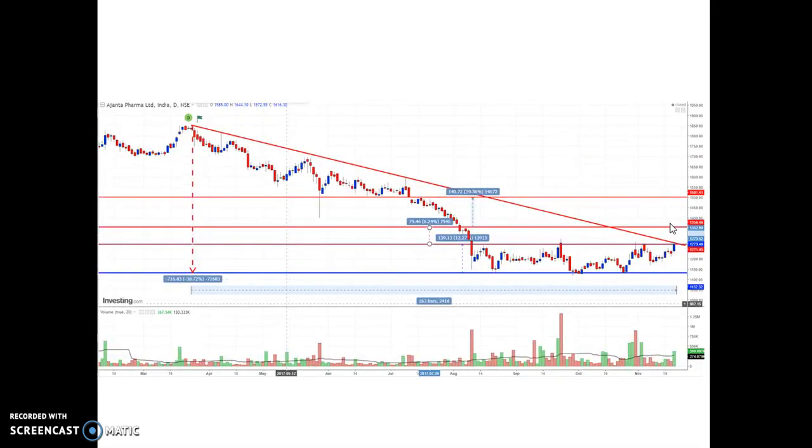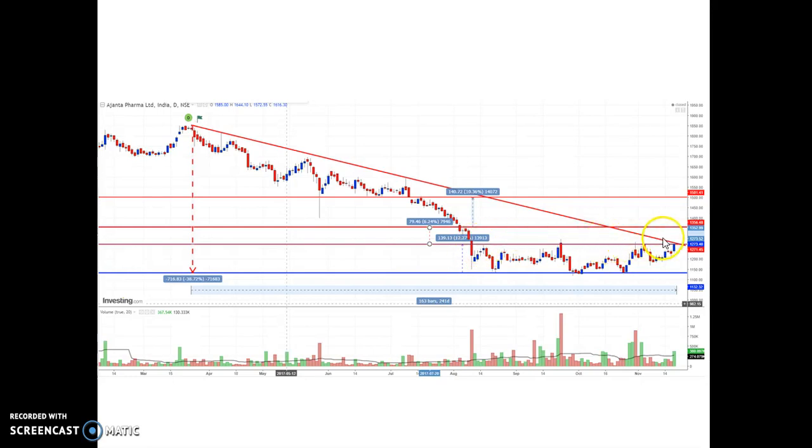Now moving on to the next is the Ajanta Pharma. The pattern looks very attractive over here. The pattern is ready to give the trend line breakout at the price. The price has started falling from the top of the 1900 price level, and it has reached 1150 and started consolidating at the price.